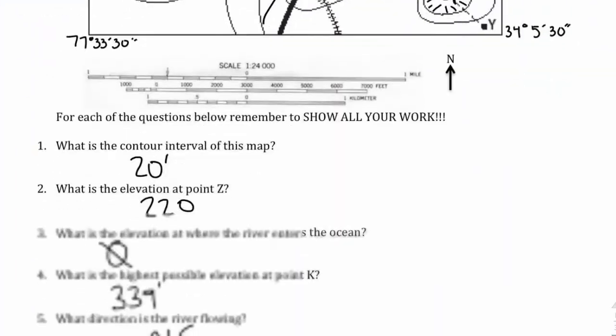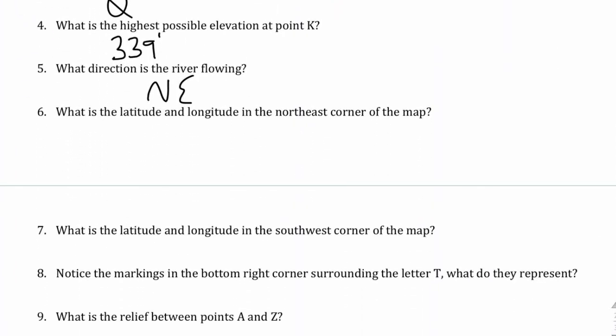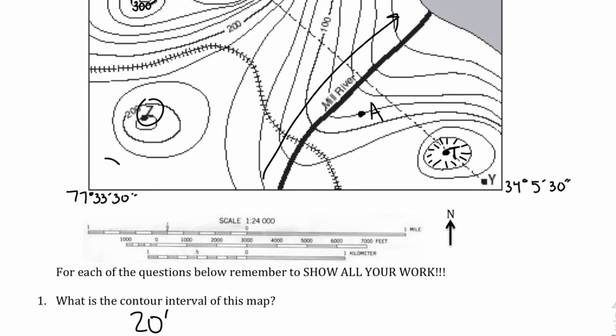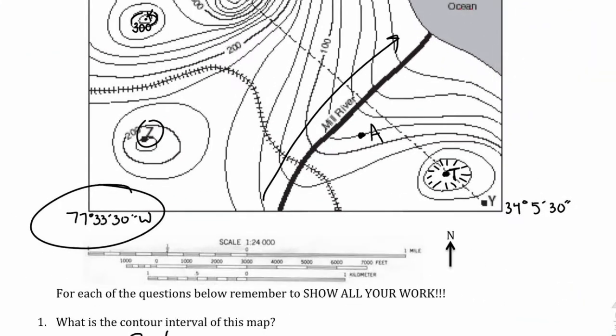And now the next question asks, what is the latitude and longitude in the southwest corner of the map? That's right here. That's the southwest corner. And again, notice that this longitude is in North Carolina, so really the only thing this needs is a west on there because we're to the left of the prime meridian. Now notice that we don't have a latitude here. We're missing that number. So how do we get it?